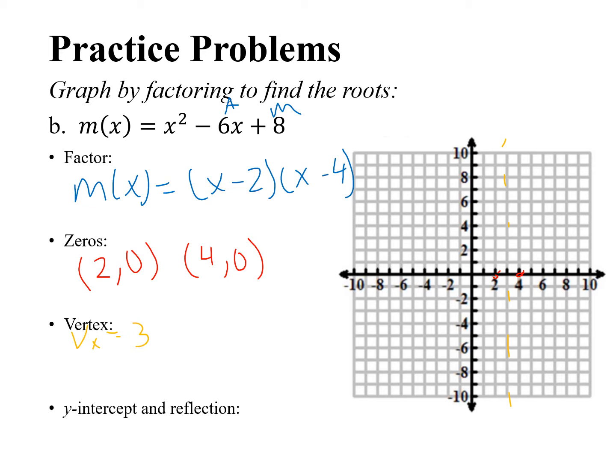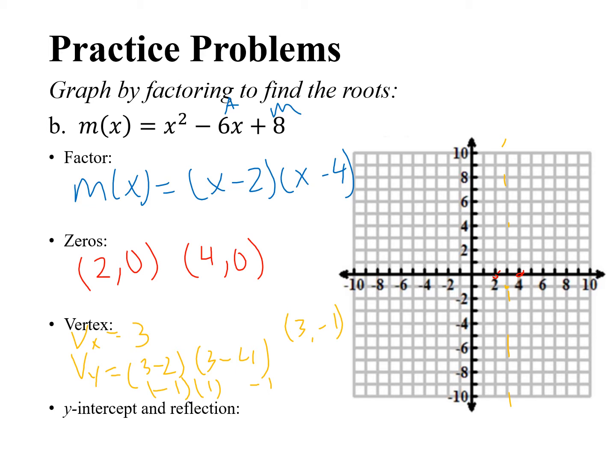My x value for the vertex is 3. So for my y value, now I need to plug in 3. I can plug it into the original equation, or I can plug it into the factored form. This time let's plug it into the factored form. When I do that, I find out that I get -1 times positive 1. So my final answer, the y value, is -1. So I get (3, -1) as my vertex.